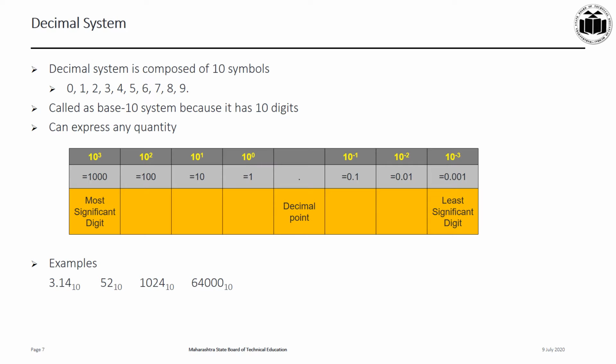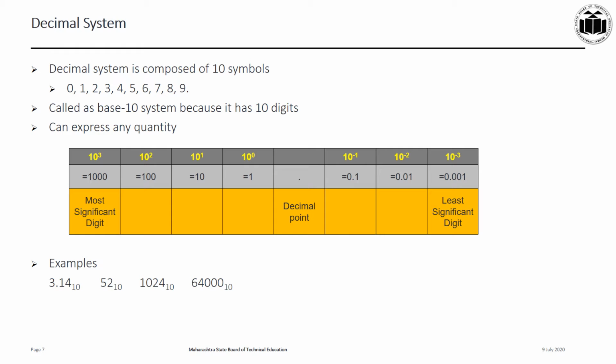Let's talk about the first number system, the decimal number system. The decimal number system is composed of 10 symbols. Which are those 10 symbols? They are 0, 1, 2, 3, 4, 5, 6, 7, 8 and 9. So what is the base or the radix of this decimal number system? The base or the radix is 10.